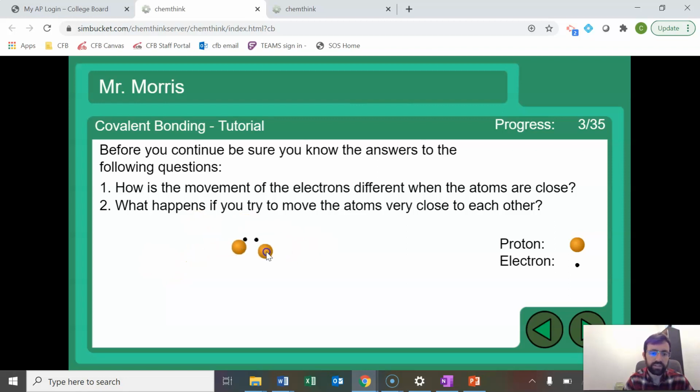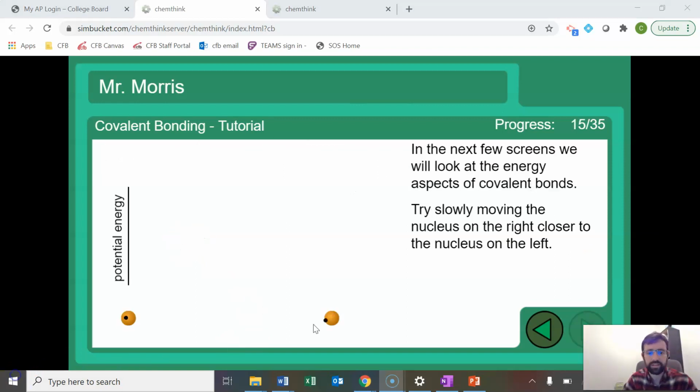Or if I try to push them closer together, then they start to repel because the nucleus of this one is repelling the nucleus of that one. All right, I'm going to pause it here and move on to another part of the simulation.